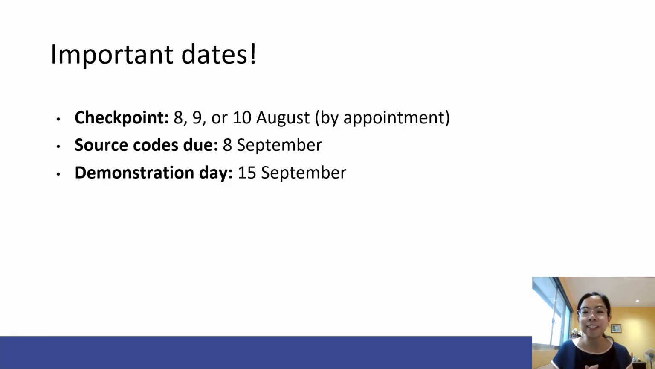Okay, some important dates. We want to check up with you as we go through phase 2 of the challenge, so we want you to have a checkpoint date with us. We will set this with you on either the 8th, 9th, or 10th of August. Then your source codes are due on the 8th of September. And we will come together during the demonstration day on the 15th of September.